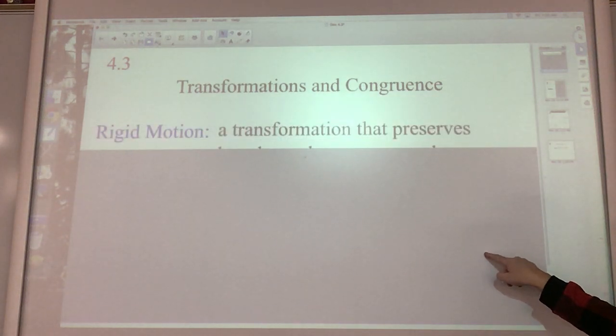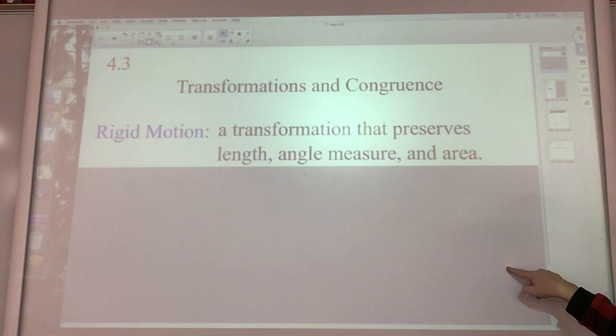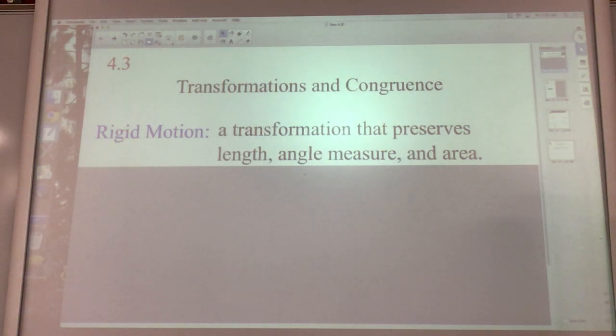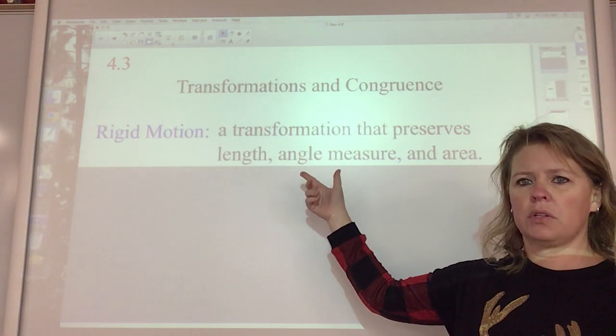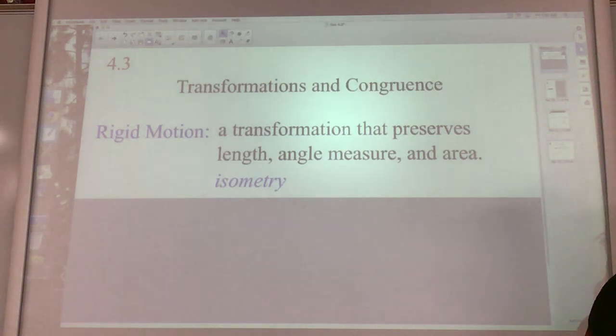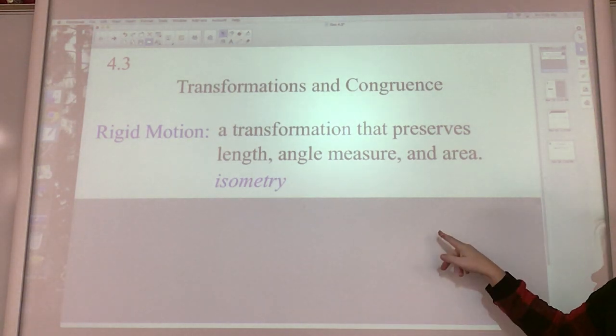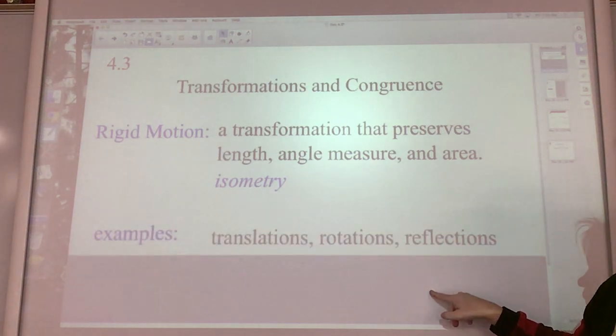A transformation, a rigid motion, is a transformation that preserves length, angle measure, and area. So the length of anything doesn't change, the angle measure doesn't change, the area of the figure does not change. Another word for the rigid motion is isometry. You won't see that very often, but every once in a while you might run across isometry. It's just called a rigid motion.